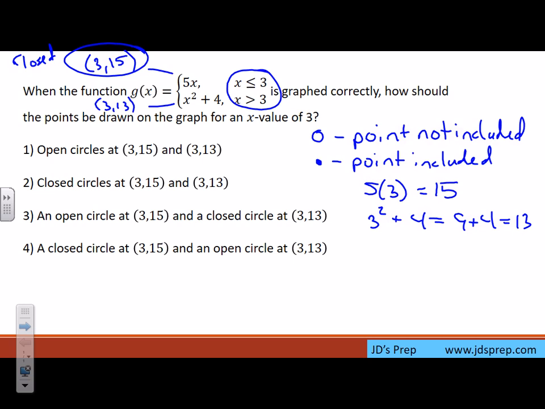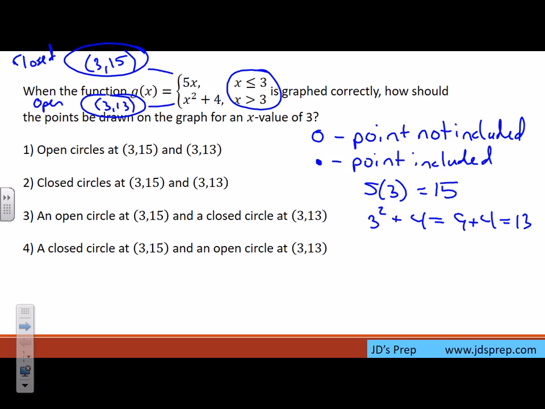On the other hand, for the second piece, where we have x greater than 3, we cannot plug in x equals 3 into that piece, because 3 is not greater than itself. So that means for the second point, (3, 13), it is not going to be included on the graph. Since that point is not included, we need an open circle at (3, 13).